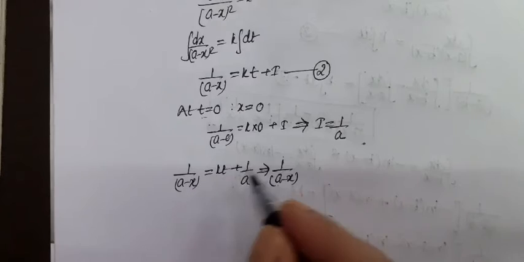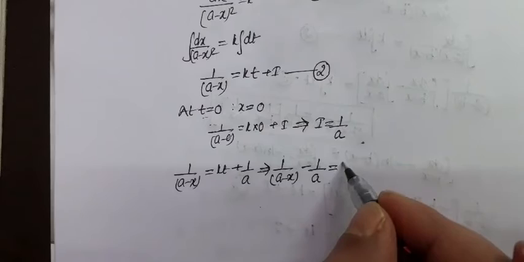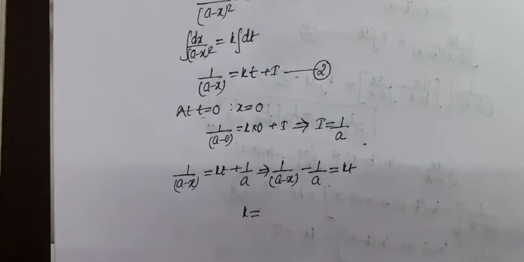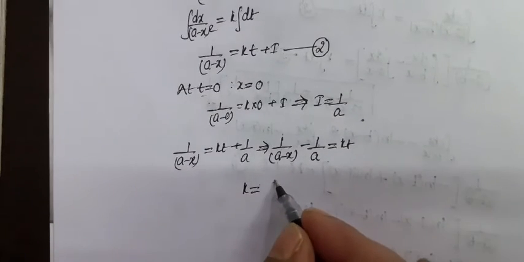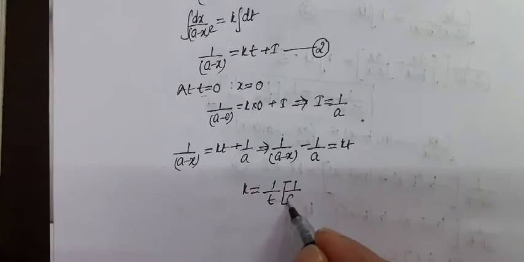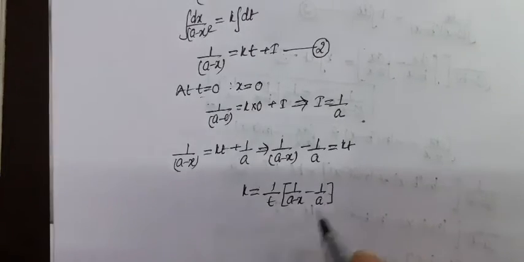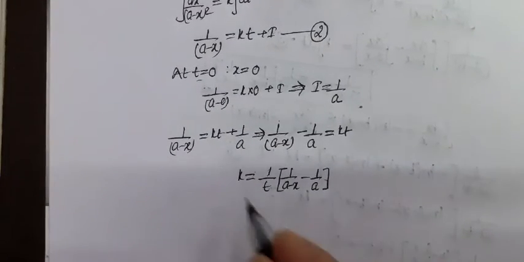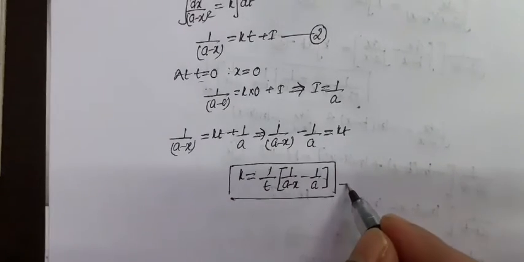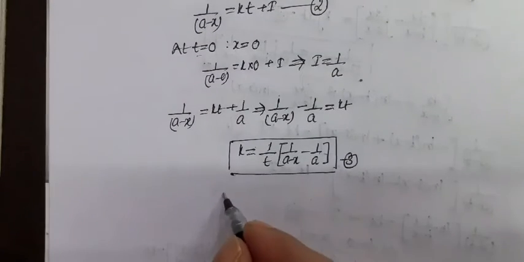Very simply we can perform this, and this can be further written as 1 by a minus x. 1 by a goes to the left hand side, the sign will be changed: 1 by a equals Kt. Now we have to find the value for K, so it becomes K equals 1 by t times 1 by a minus x minus 1 by a. This is the required expression for the rate constant of a second order reaction having identical concentration.